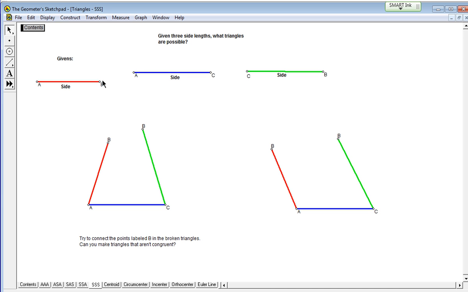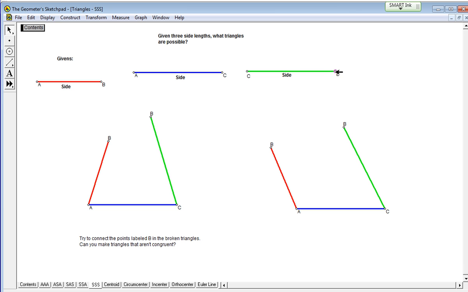So here's what I've got. I've got three sides, right? And this red line controls the red side of each triangle, or each potential triangle. Here's the blue side. This controls each of the blue corresponding sides of each triangle. And here's the green side, which controls the green side of each corresponding triangle.